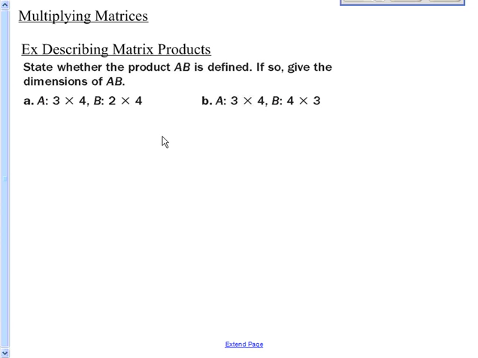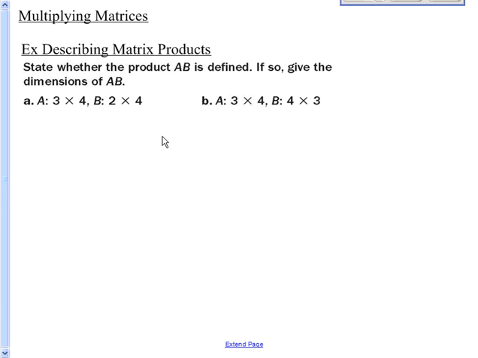So let's talk about first of all when the product of two matrices is defined. Now this is different than scalar multiplication. Here we're multiplying two matrices. We're not just taking a constant, a scalar, in front of the matrix and distributing it through, if you will. But for the product of two matrices to be defined, the number of columns in the first matrix and the number of rows in the second matrix must be the same.